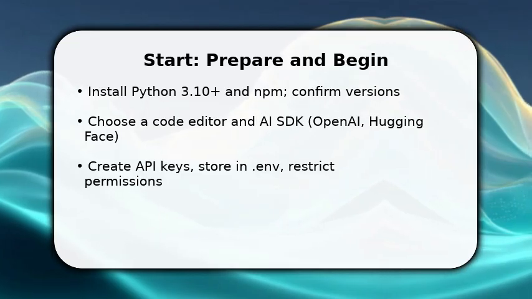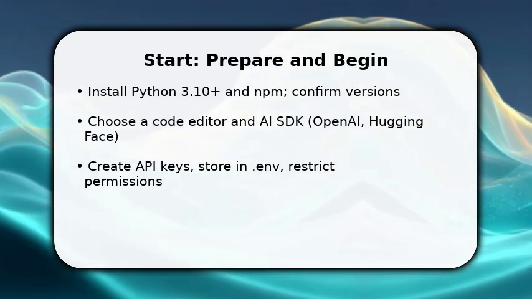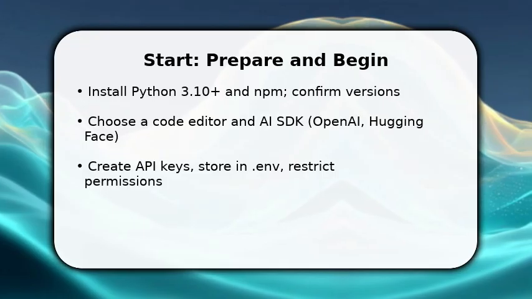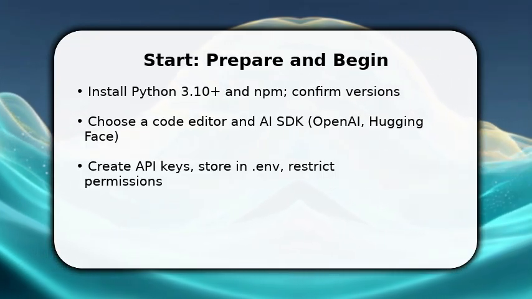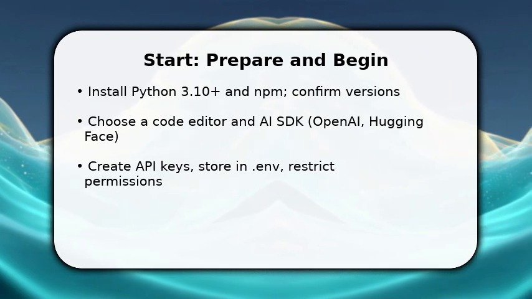Then scaffold a simple project folder, initialize Git, and add a requirements list. This gets you immediately to writing code that calls the model without wasting time on unnecessary setup.